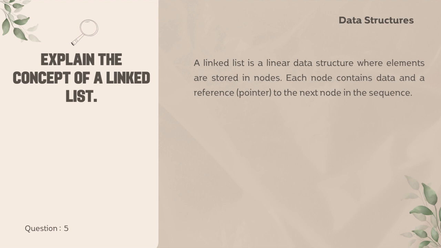There are different types of linked lists, such as singly linked list, doubly linked list, and circular linked list, each with variations in their node structures and connectivity. Linked lists are commonly used in various applications and algorithms due to their flexibility and efficient memory utilization, especially when the size of the list changes frequently during program execution.